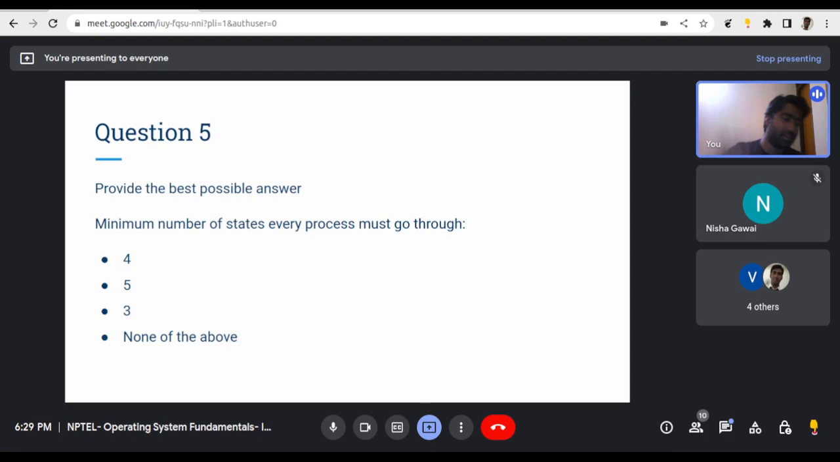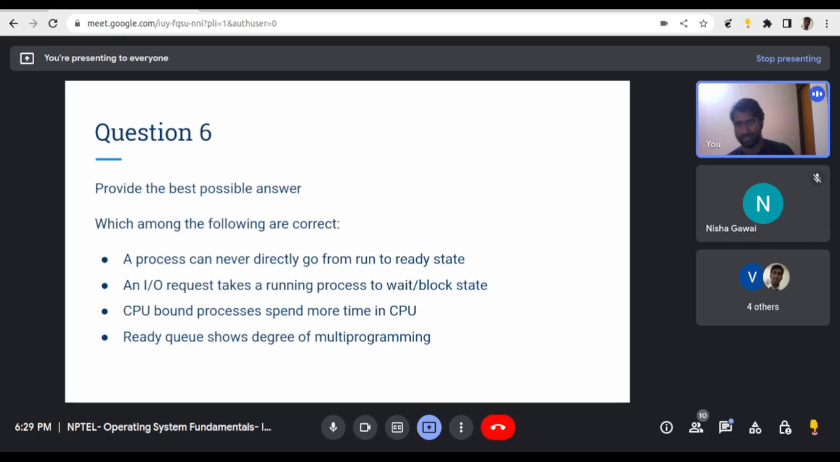Okay, and let's move on to the next question. Which among the following statements do you think is correct? This is also with respect to the state transition diagram of the process. A process can never directly go from running state to the ready state. I am not talking about transitions through the waiting state or block state, but transitions directly from the running state to the ready state.